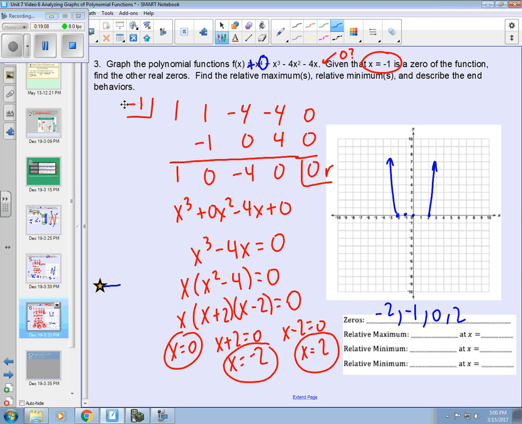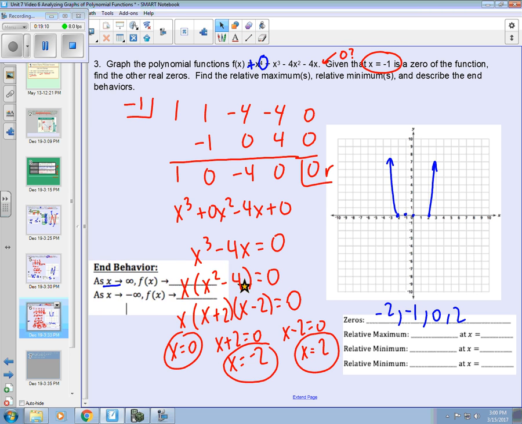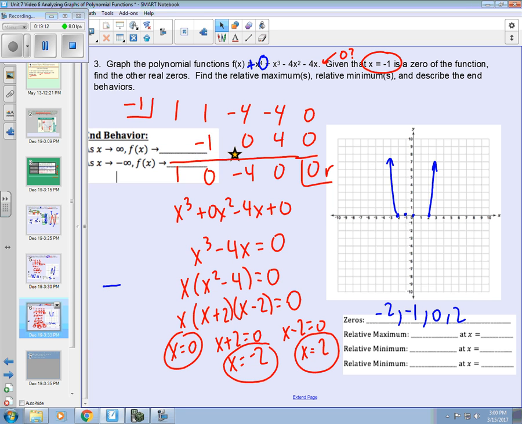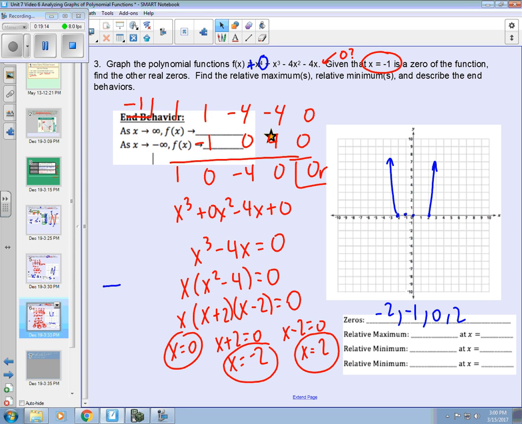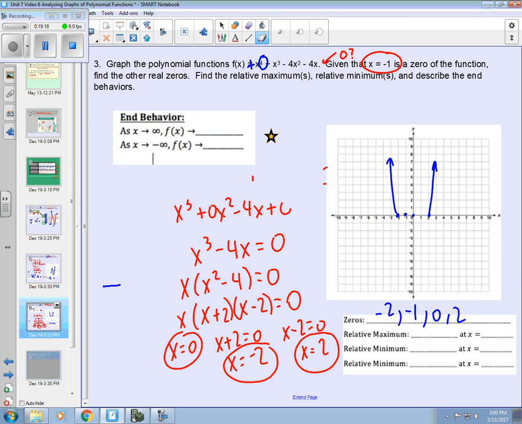On our end behavior, both of these here should be positive, and so we can fill that in. These should both be positive infinity.